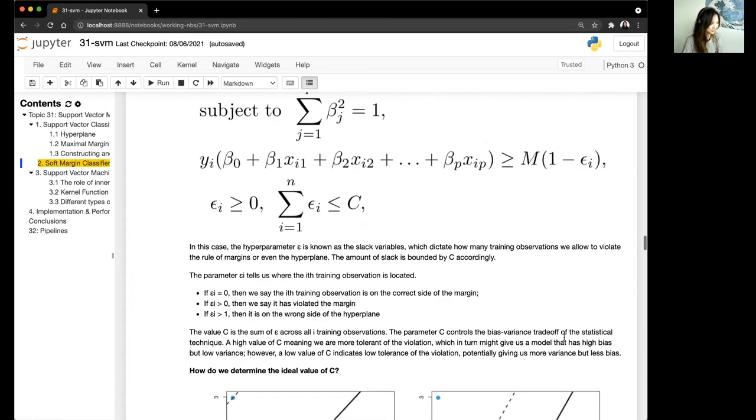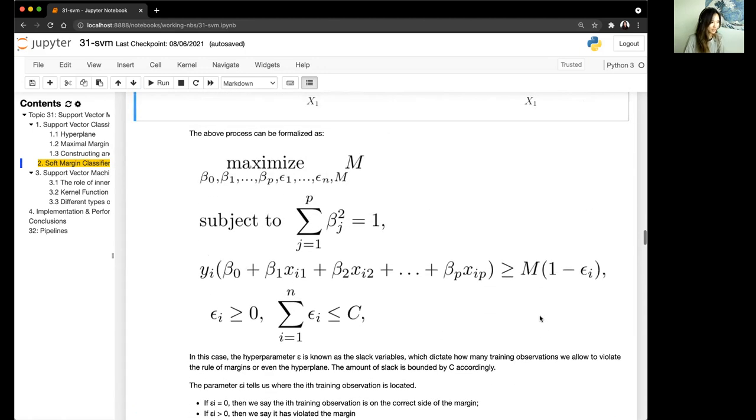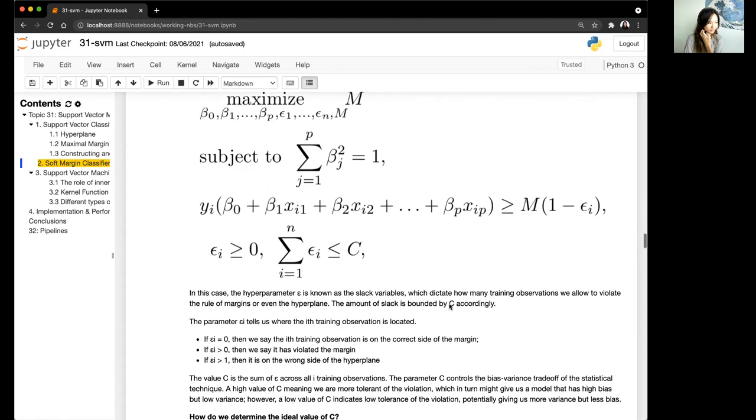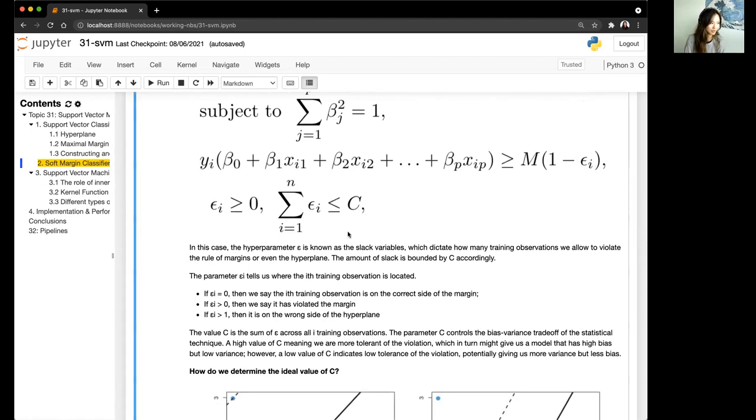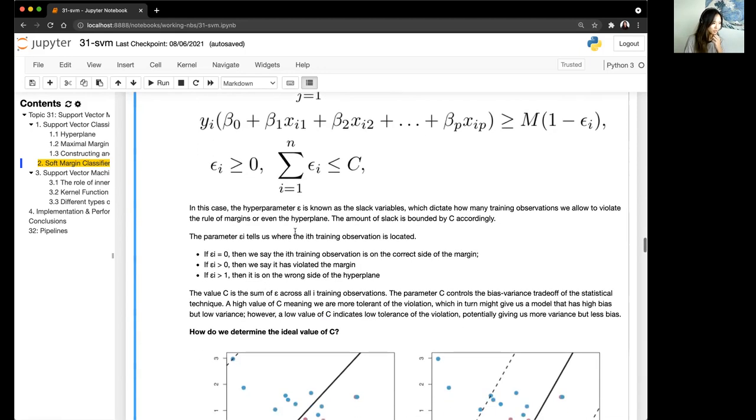Okay. If you're using a soft margin classifier, one of the hyperparameters that you can tune is how much leeway you want to give to your margin. Here, this hyperparameter epsilon is known as slack variables, which is how many training observations we allow to violate the rule of the margins or the hyperplane. The amount of slack is bounded by C accordingly. So what does that mean? It's sort of like a regularization parameter.